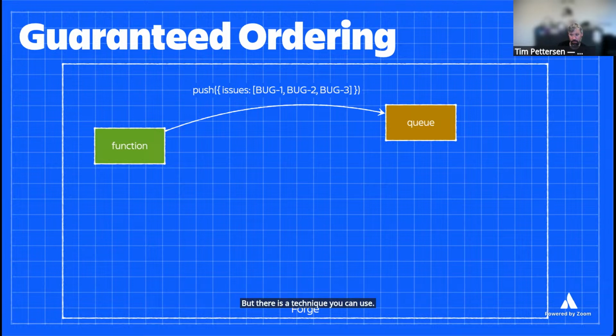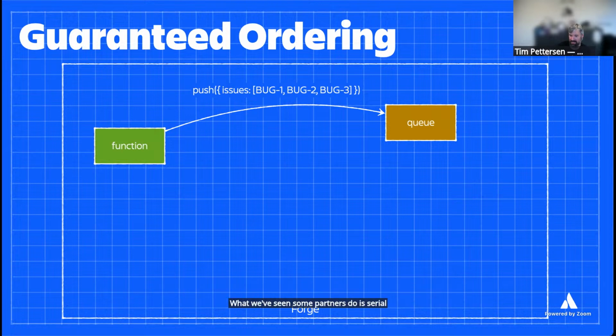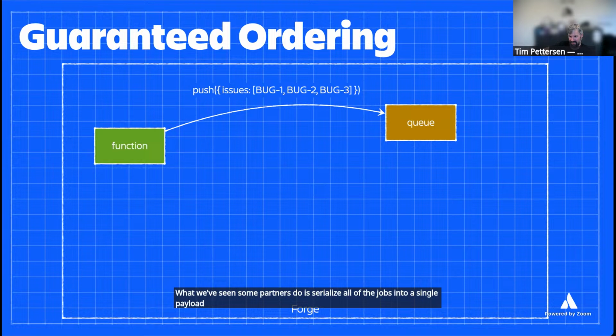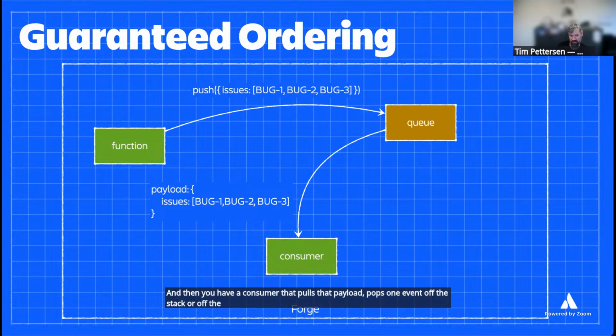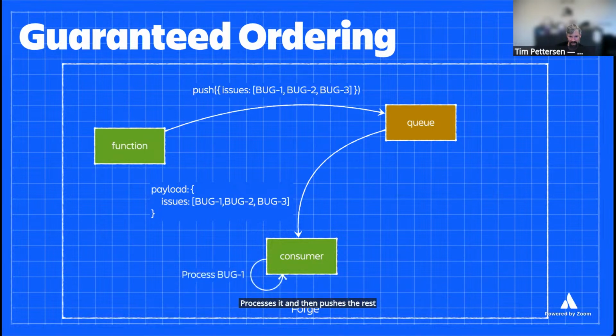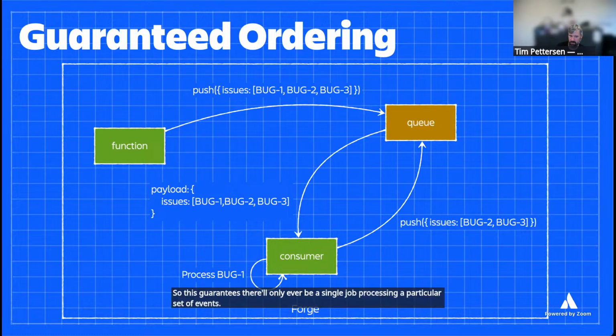Instead of pushing multiple events to the queue, what we've seen some partners do is serialize all of the jobs into a single payload, and then pass that as an array as a single job on the queue. Then you have a consumer that pulls that payload, pops one event off the array, or shifts in JavaScript, and then processes it, and then pushes the rest of the events back onto the queue. So this guarantees there'll only ever be a single job processing a particular array of jobs.